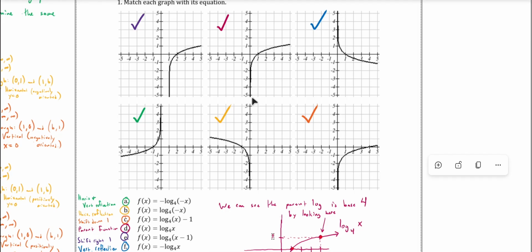To reflect it vertically, I just take all of my y values and negate them, and that flips this tail upward. It flips this 4 down here to a minus 1, and so this is going to be our graph. Let's look at b next.